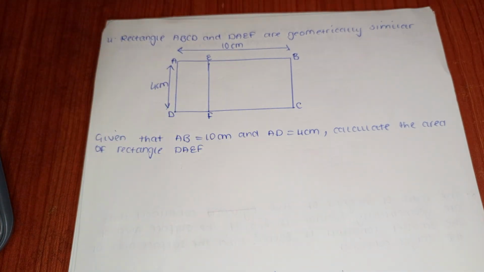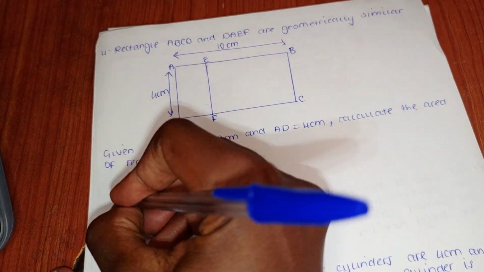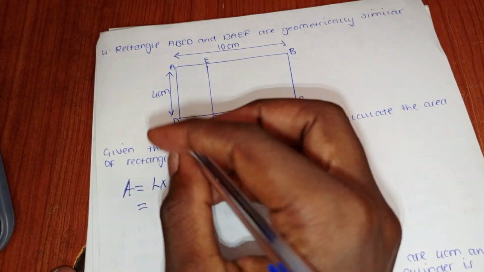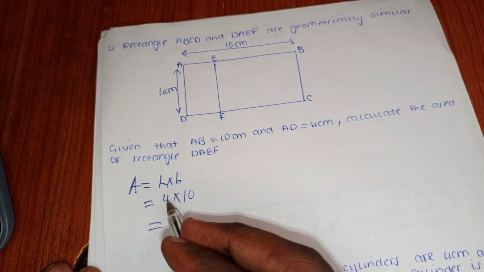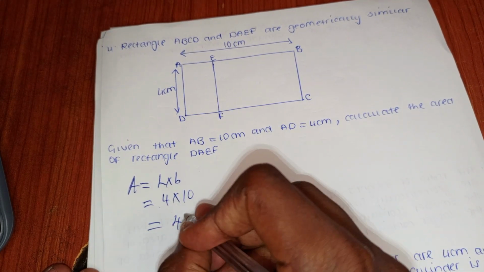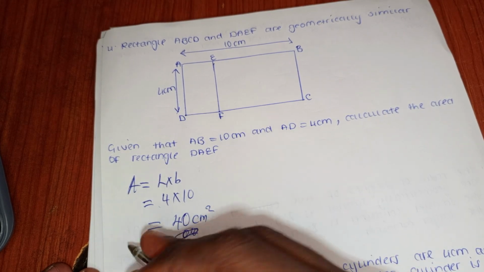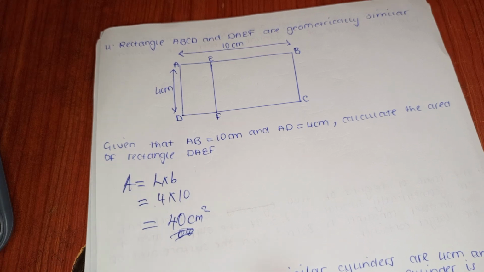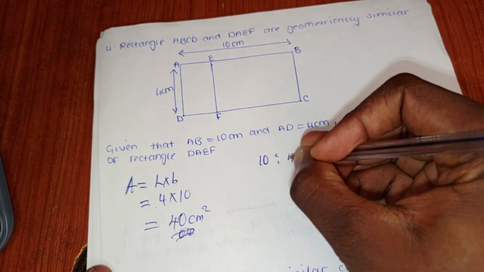So what we'll do first, let's find the area of the large rectangle. Area is given by length times breadth. So area is equal to 4 times 10, which is 40 centimeters squared. So first we are done with the area. Then we've been given the ratio over their sides, which is 10 to 4.